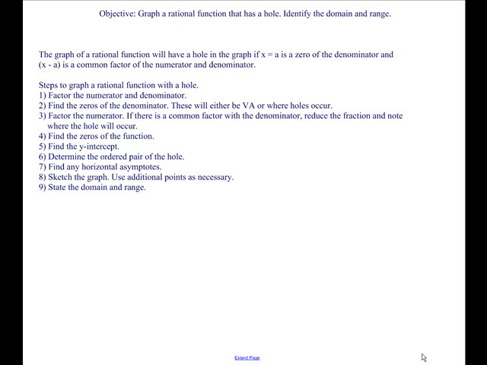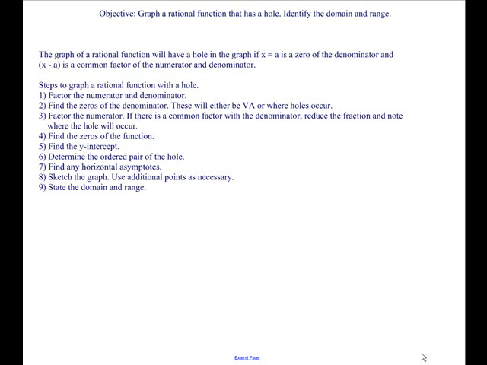denominator. So the steps that we're going to go through to graph a rational function with a hole are basically the ones that we did with the other type. We're going to add an extra step, which is factoring the numerator and denominator, because in seeing common factors we'll know if we have holes or not. So factor the numerator and denominator, find the zeros of the denominator because that's where you'll have either vertical asymptotes or holes. Then we're going to factor the numerator to determine if we can reduce a fraction.